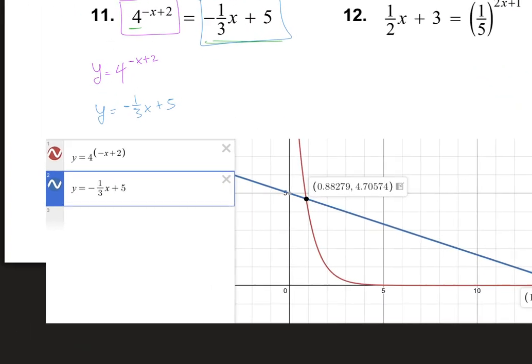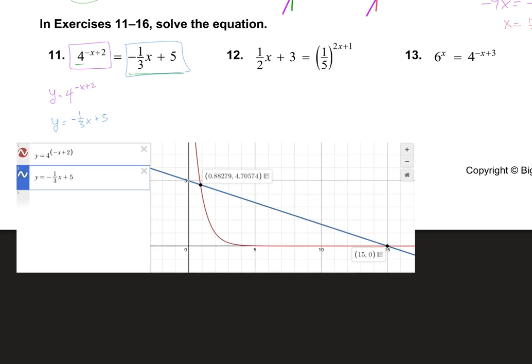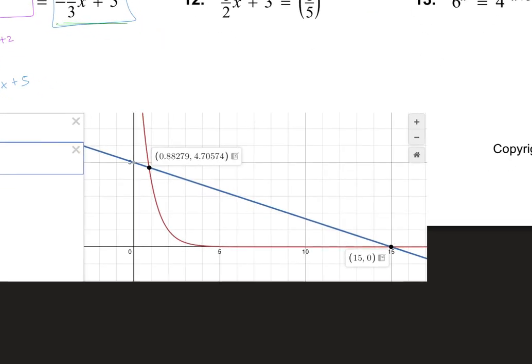And like I said, you type in one, you type in the other, and then you see where they cross. Now, one reason that I am interested to show you this one is that we have two solutions, which is possible, right? We have a curve and then a line. It's possible for them to cross.